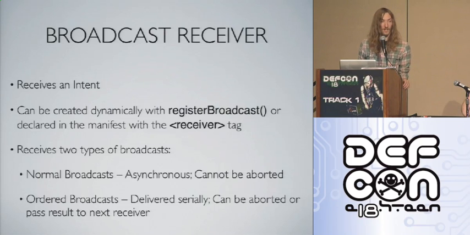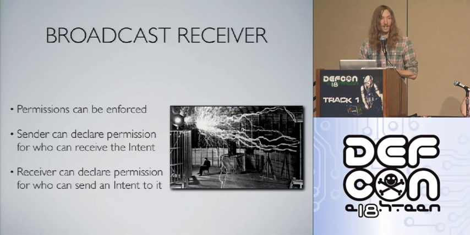We can declare our broadcast receivers in two different ways. We can either register them dynamically within our application, or we can have a static receiver tag within our manifest. Also, our broadcast receivers can have permissions enforced on them, so that you can either request that you need to have a certain permission if you want to send something to me, or that if you're sending out a broadcast, only broadcast receivers that have requested this permission can receive that.